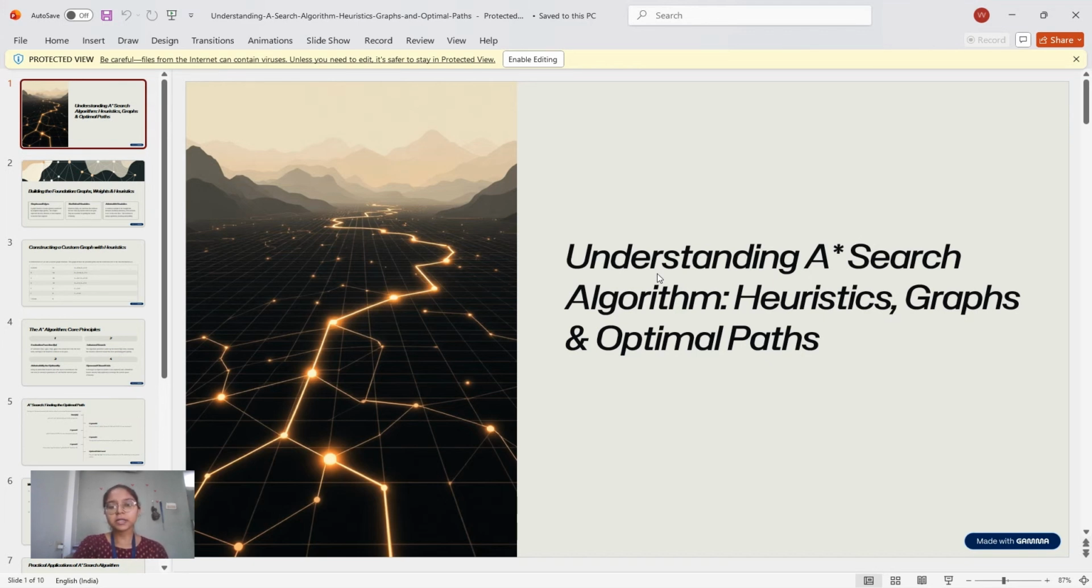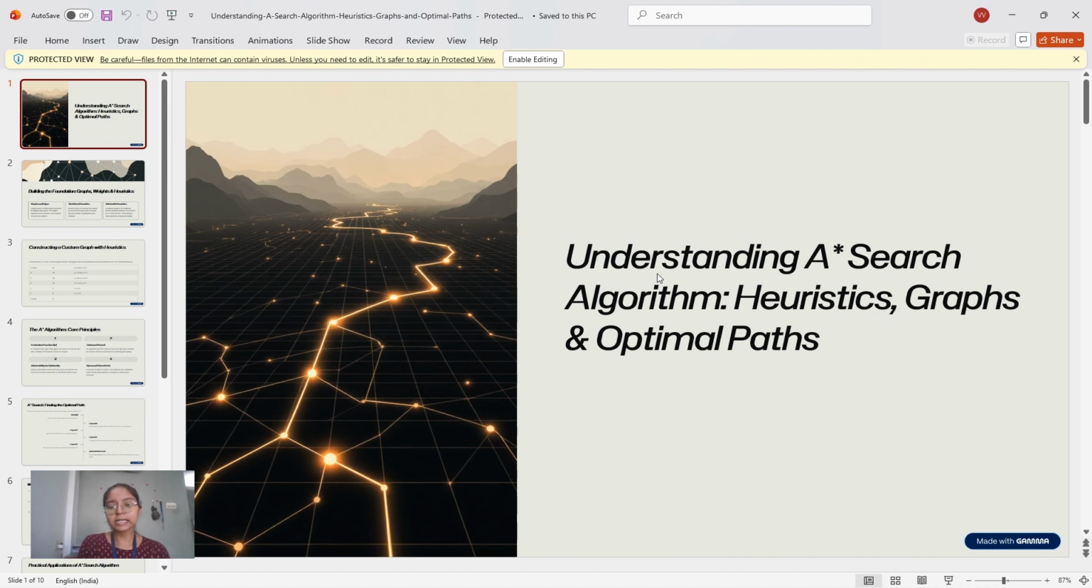Today I'll be explaining one of the most powerful and widely used algorithms in artificial intelligence, that is the A-star search algorithm. This algorithm is used to find the shortest or optimal paths in graph networks such as maps, robotic navigation systems and games.